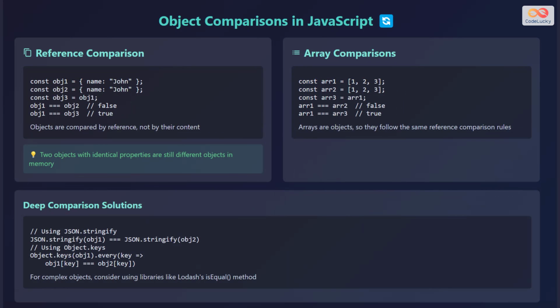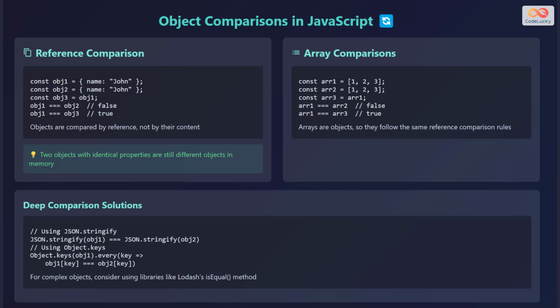Let's understand how object comparisons work in JavaScript. When comparing objects in JavaScript, they are compared by reference, not by their contents. This means that if two objects have the same properties, but are stored in different memory locations, they are not considered equal. For example, if you have two objects, obj1 and obj2, that both have the property name set to John, these are not considered equal. However, if obj3 is assigned to obj1, then comparing obj1 and obj3 returns true.